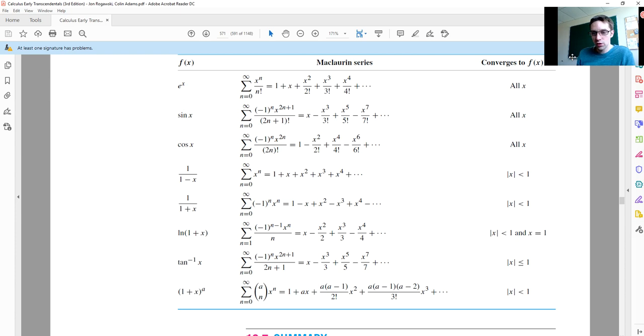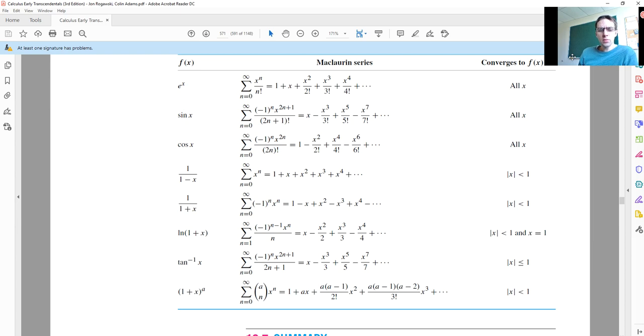And cosine of x is one that we didn't derive, but it follows a very similar sequence of steps to the sine of x. And then the very last one here is what's known as the binomial series, and that one is a little bit different. I don't know that we're going to necessarily talk about that one in this class, so I wouldn't worry about it too much. But it is a very useful series for a wide variety of problems.